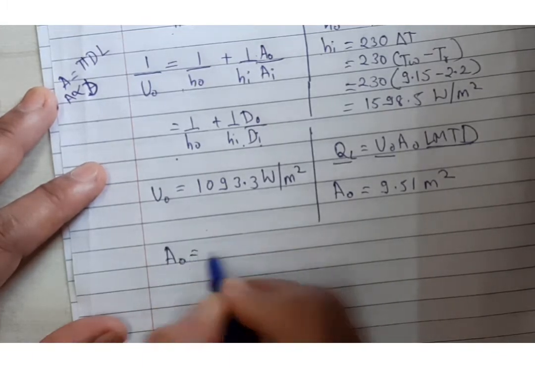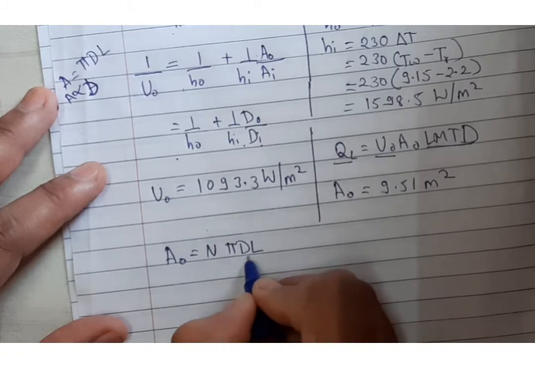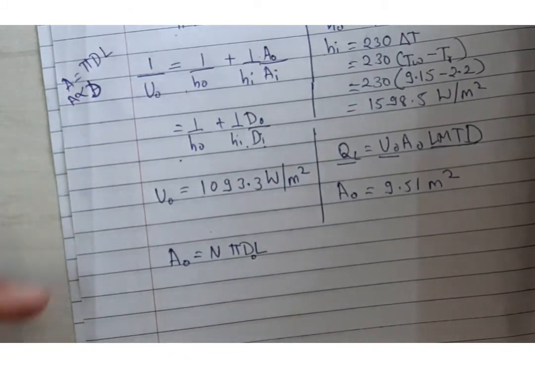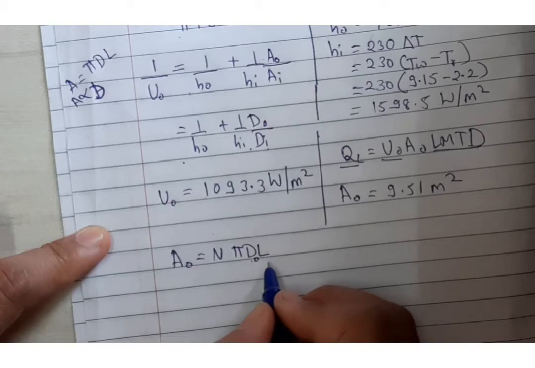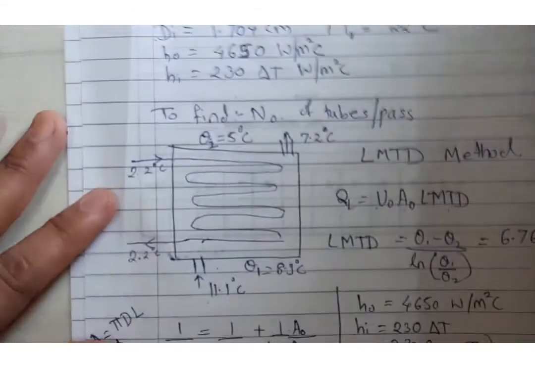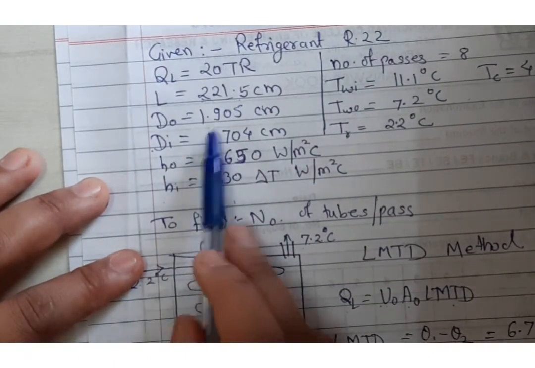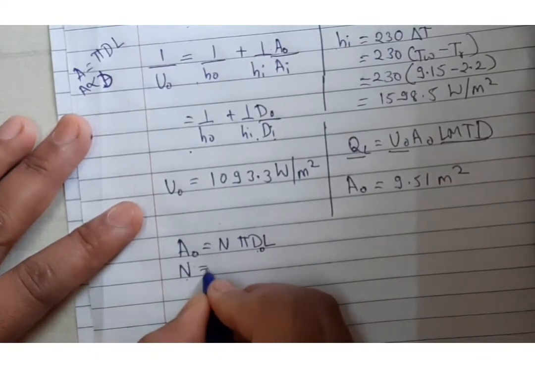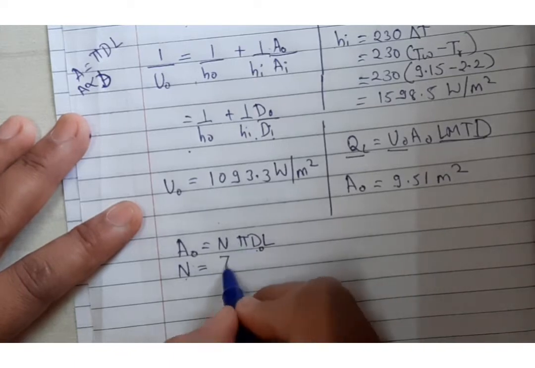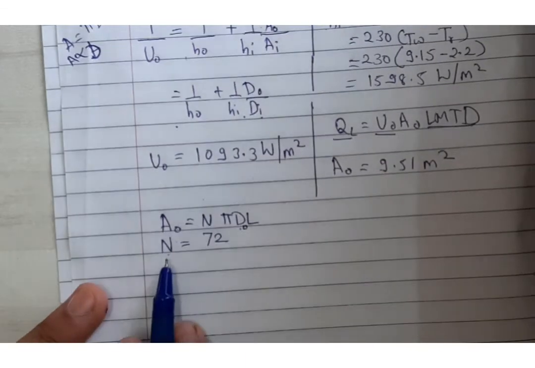That heat transfer area you can write it as total number of passes multiply by pi DOL, okay, because it is an outer area, right? Now DO is known to us as 1.905. Length of the tube is also given to us in the numerical, you can see here. DO is given to us, AO we have just found, and from this we can find the total number of passes, and that value is equal to 72. Okay, this is the total number of passes.